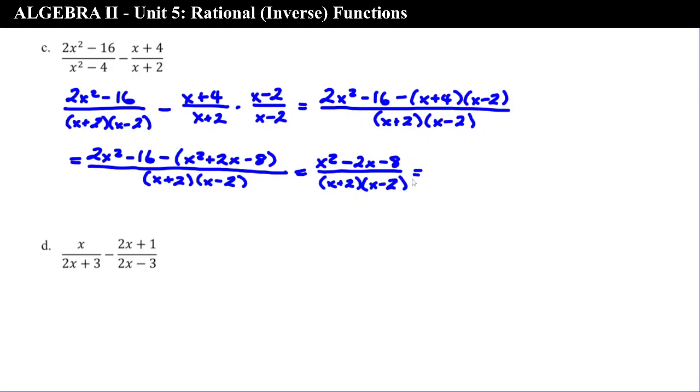Now, can we factor the top? And we can. It factors into x minus 4 times x plus 2. On the bottom, we still have x plus 2 times x minus 2. But now we can cancel the x plus 2's on the top and bottom. And that leaves us with x minus 4 over x minus 2. And that's our final answer.